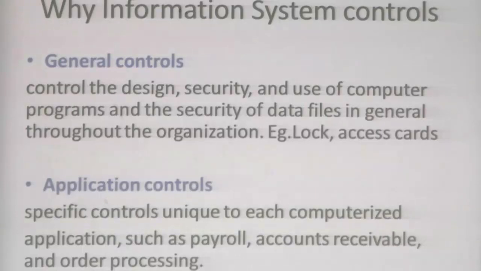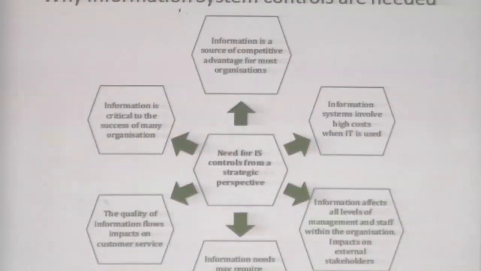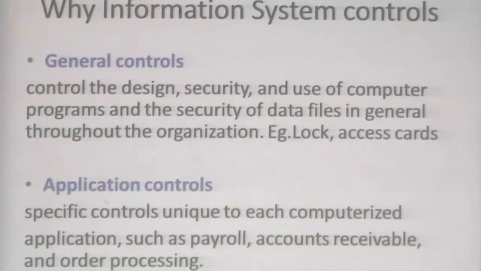Why information system controls? The other one. That can be classified into two: general controls and application controls. What is the general control? It controls the design, security and use of computer programs and the security of data files in general throughout the organization.